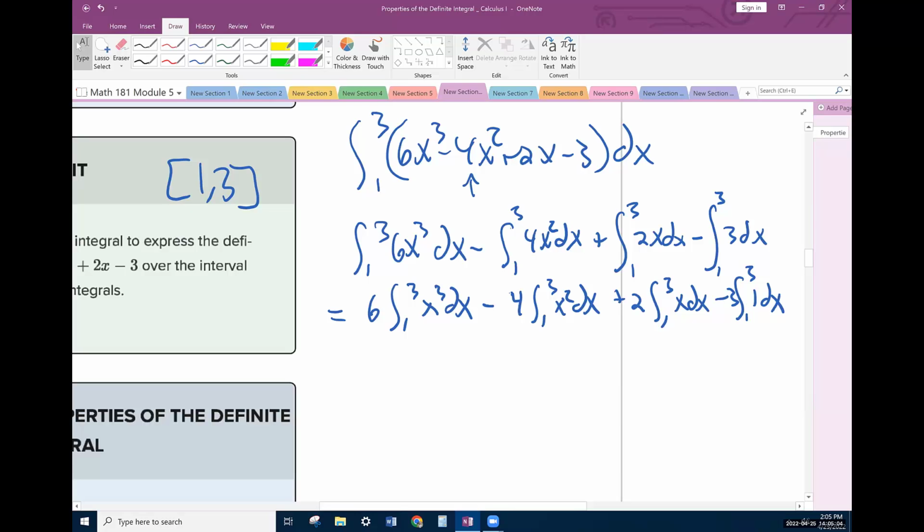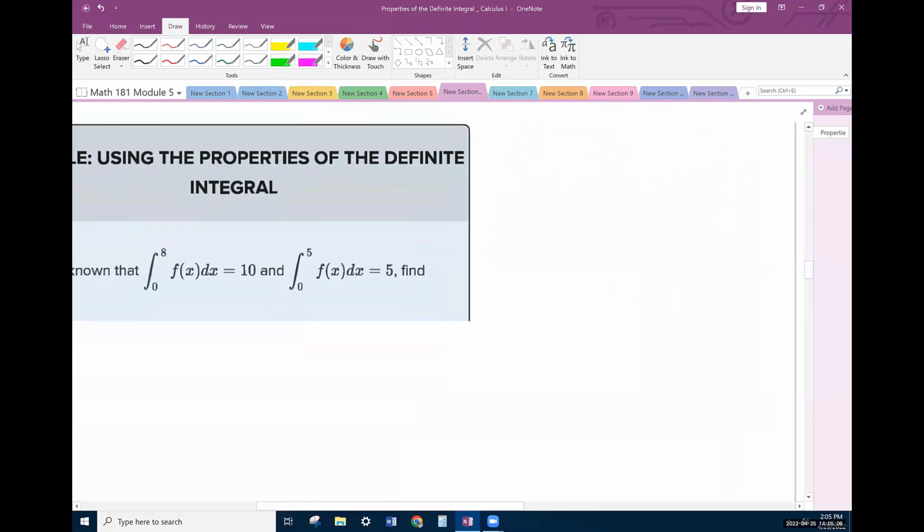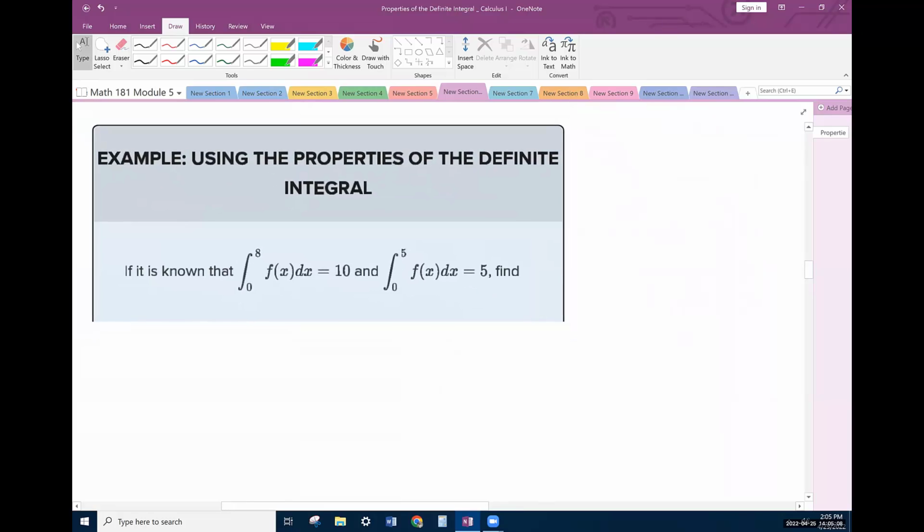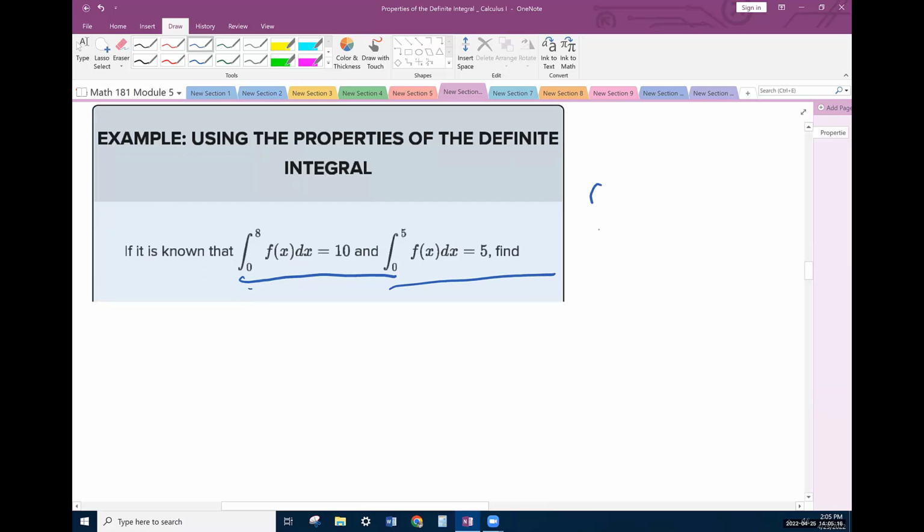Okay, let's try, what do we want to do here? Okay, this is a fun one. If we know that the integral from 0 to 8 of f of x dx is 10 and the integral from 0 to 5 of f of x dx is 5, find the integral from 5 to 8 of f of x dx. So we know the whole thing. We know what part of it is. What do you think the missing part is?